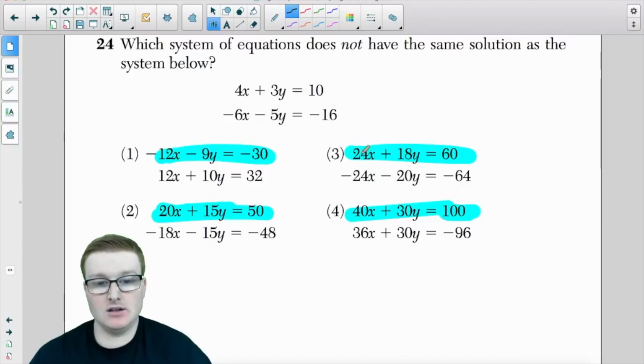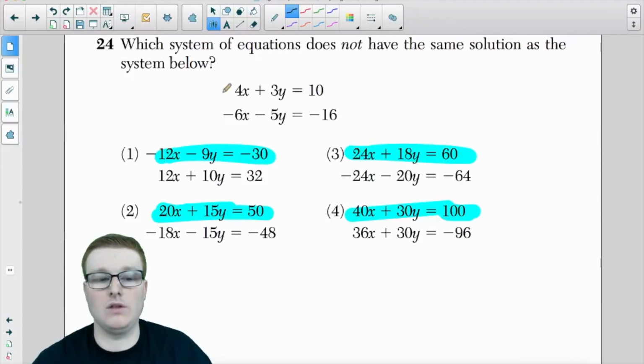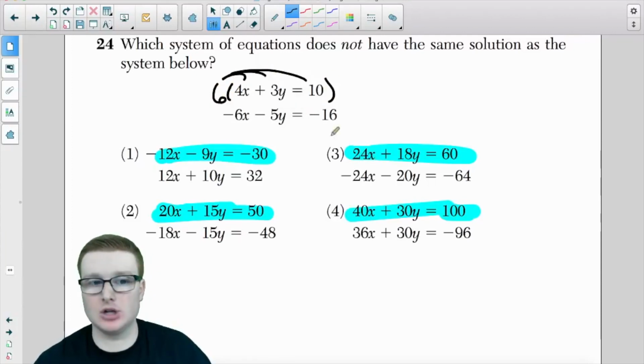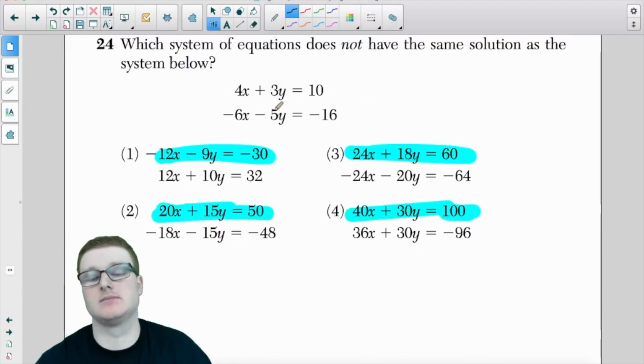Okay. Let's take a look at choice 3. 4 times what gives you 24? Well, 4 times 6 gives you 24. So let's distribute that 6. 6 times 4 gives you 24. Good. 6 times 3 gives you 18. Good. 6 times 10 gives you 60. Good. So all those are correct.